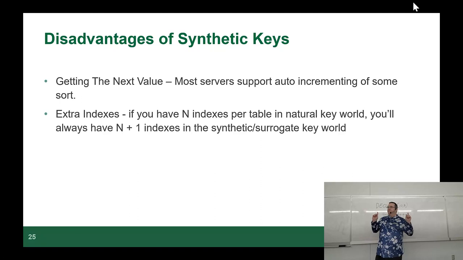Extra indexes. And that's the only valid argument against surrogate keys. So let's say you have a table with 5 indexes and you're using a natural key. You have 5 indexes. If you're using a surrogate key, you're still going to have those 5 indexes plus 1 for the primary key, because the primary key is always indexed. Therefore, you're going to have n plus 1. It always adds one extra index. So it takes up a little bit more disk space. Yay. It's the only valid disadvantage of a synthetic key. But realistically, is it something you need to worry about as a database designer or a server administrator? No. If you're running out of disk space to hold a 1 megabyte index, you got bigger problems.